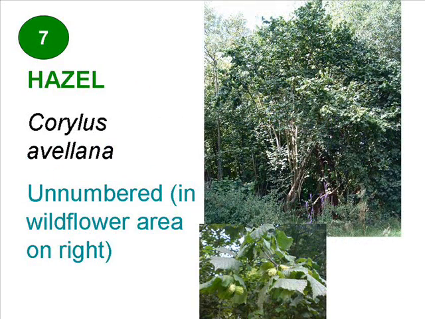The hazel, tree number 7, is unnumbered and is on the wildflower area on the right. This produces several shoots, not just one trunk. The bark is brown and shiny, leaves roundish with serrated edges, yellow in autumn.